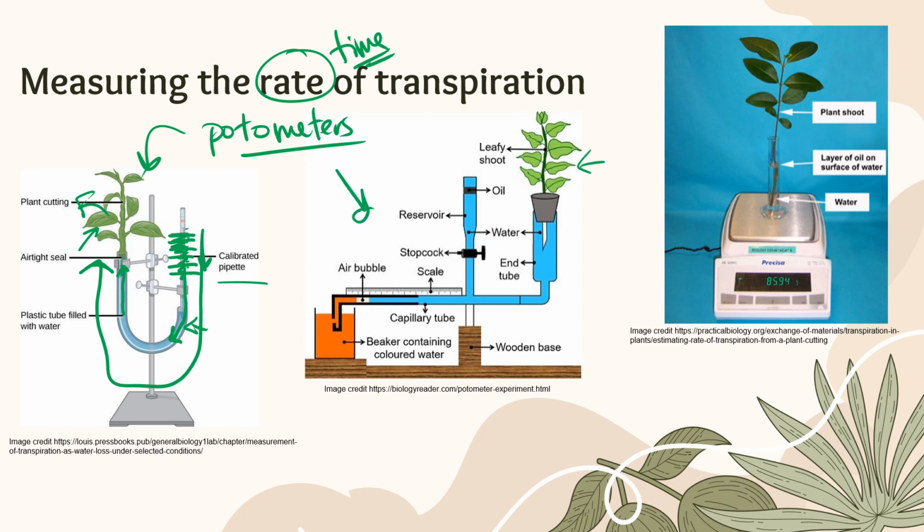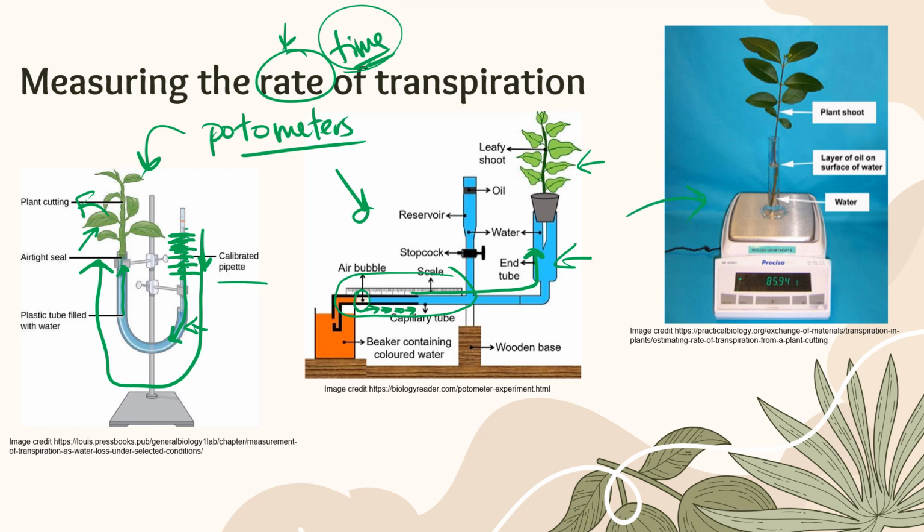Again, we've got our plant cutting, we've got some water, and we have this lovely scale next to our capillary tube. We're actually going to introduce an air bubble here, and then we can record the distance that the air bubble is moving, because it's moving with the water as it's going toward the plant, being lost out of the stomata of the plant through transpiration. Again, we're going to do this over time because we're looking for rate.